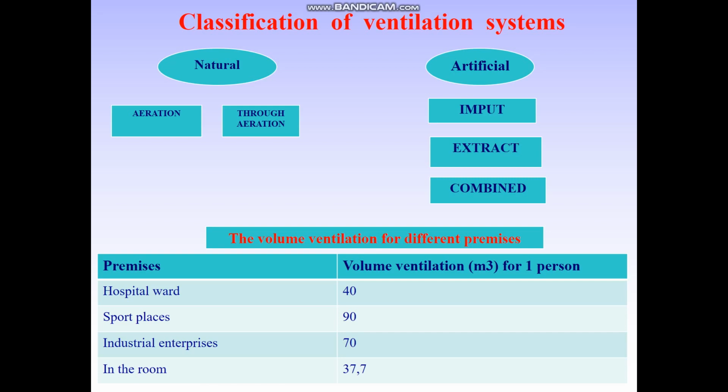Classification of ventilation systems. In hygienic practice, two types of ventilation system are distinguished: natural, and artificial or mechanical. Natural is divided into group aeration and through aeration. Artificial, mechanical: input ventilation. This kind of artificial ventilation system is also divided into groups: general, local, extract, general, local, and combined extract and input ventilation.